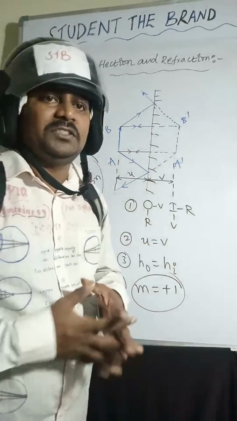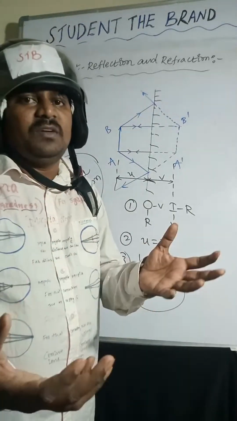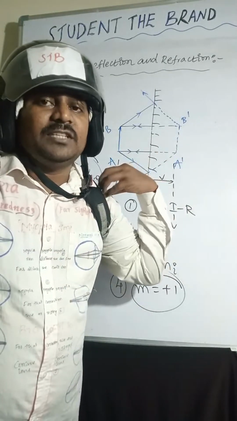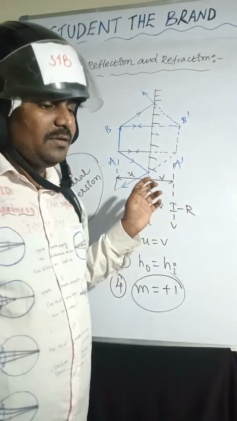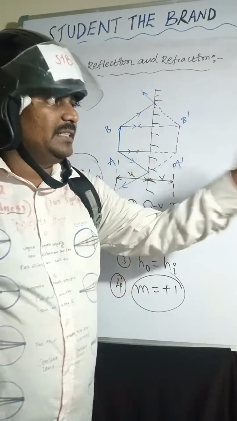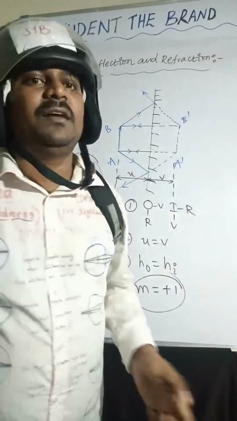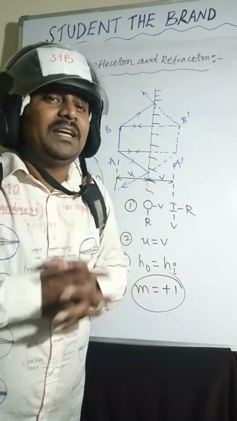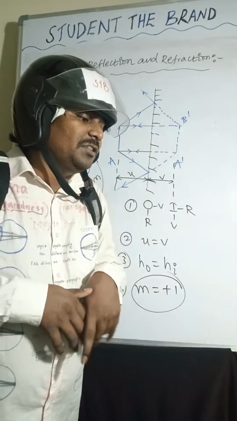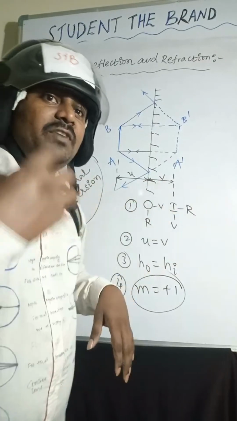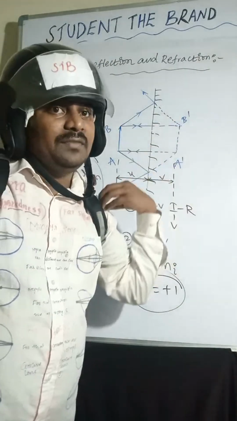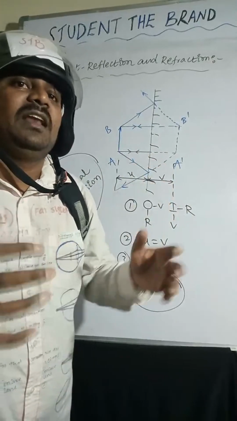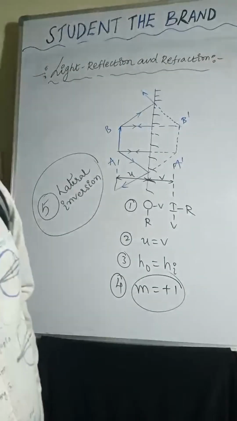Sir, what is lateral inversion? Lateral inversion is nothing but the phenomenon where the right side of the object appears to be the left side of the image, and the left side of the object appears to be the right side of the image. This mirror image is called lateral inversion. I hope it is very clear.